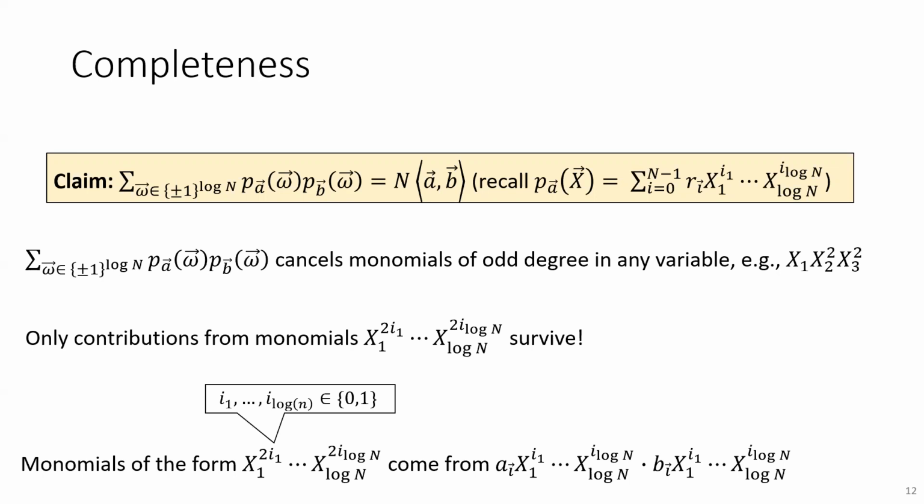And then since P_A and P_B were both multilinear polynomials, the only contributions that survive in the sum are from when the ith entry of A and its monomial get multiplied by the ith entry of B and its monomial. So A1 times B1, A2 times B2, A3 times B3 are the only terms that survive. And that's how we end up with this scalar product relation up to this extra factor of n.